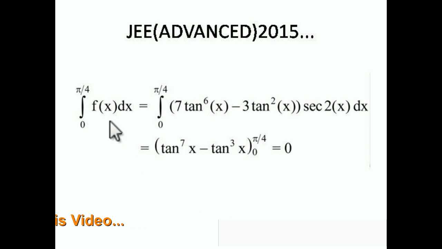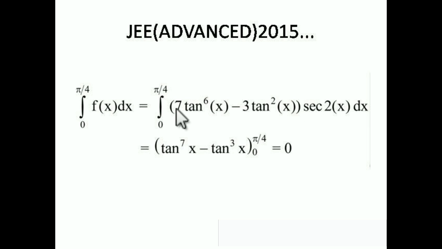Now we have to find out the integration from 0 to pi/4 of f of x dx. So what we have here is (7 tan⁶x minus 3 tan²x) into sec²x dx. Now this is the differentiation, this is the function. You can see this is now an easy task. Let tan x be equal to t, so sec²x dx becomes dt, or you can easily integrate directly because the function tan x is here and sec²x is here.